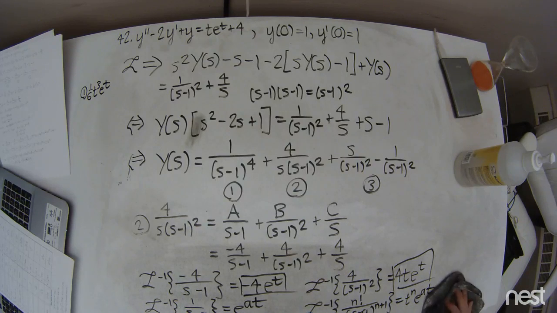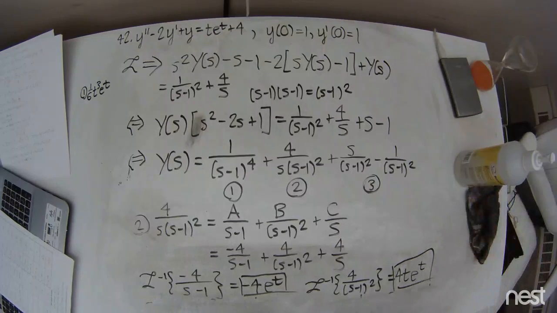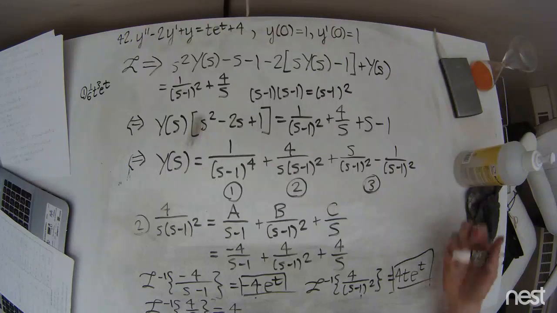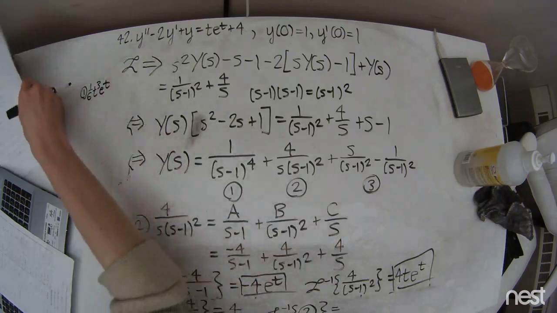Can I erase here? I'll erase this bottom stuff. So now it's just the inverse Laplace transform of 4 over s. That's a pretty easy one. It's just going to equal 4. And you can see that pretty clearly from the table. So now we can go ahead and combine our terms. Well, actually, you know what? I'm going to write it up here so I can erase this stuff.